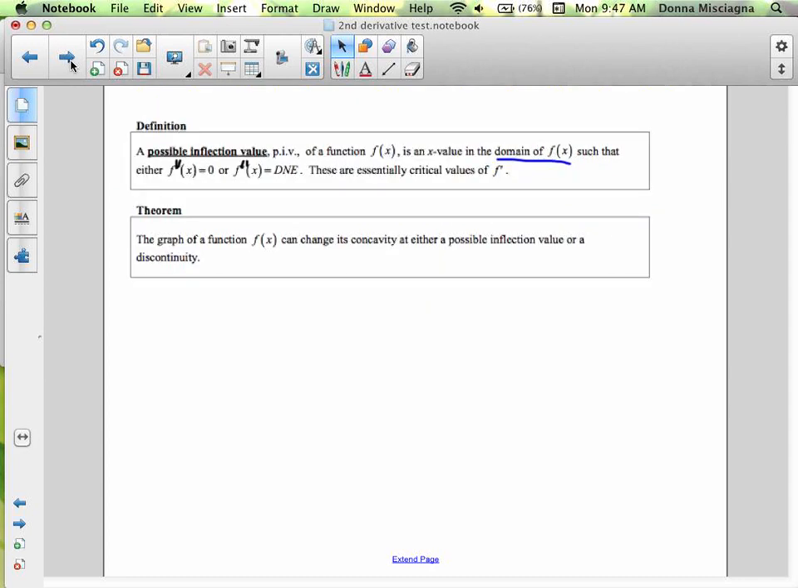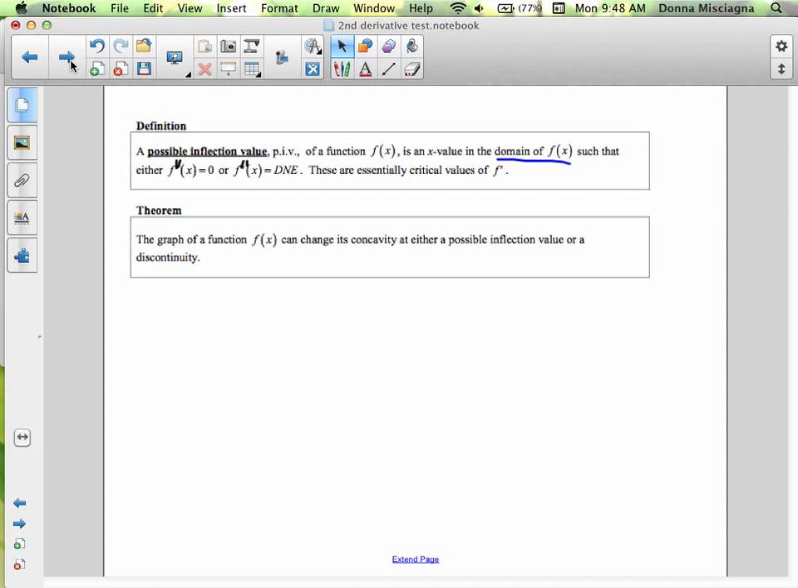All right, so a possible inflection point of a function is an x value in the domain of f of x. So it is possible to switch concavity at like an asymptote, and then there wouldn't be any inflection point, because that wouldn't be in the domain of the function, such that either the second derivative is 0 or the second derivative is undefined. These are the critical values of our first derivative. The graph of a function f of x can change its concavity at either a possible inflection point or a discontinuity.